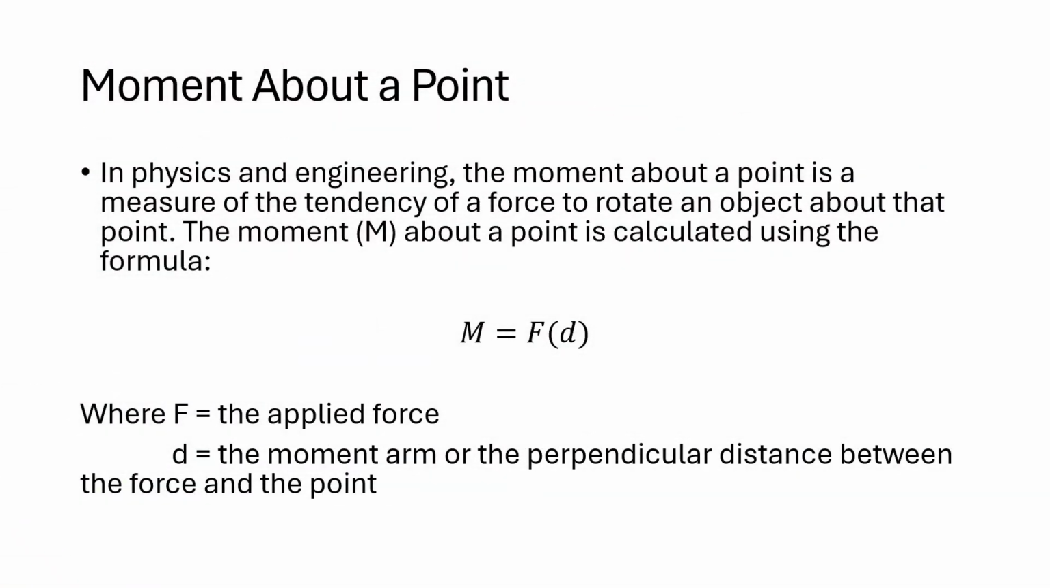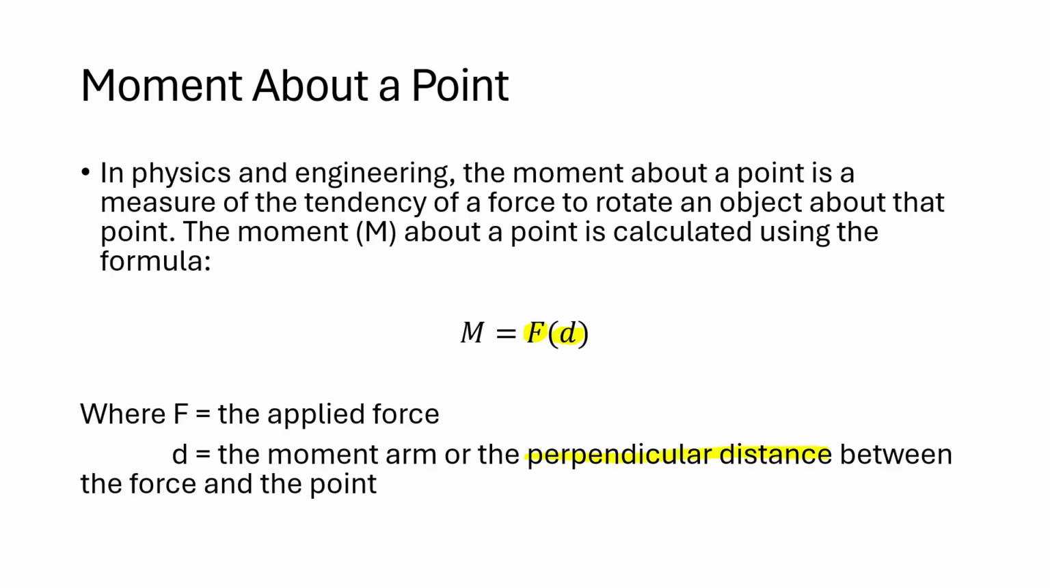In our video for today, we will discuss the moment about a point. In physics and engineering, the moment about a point is a measure of the tendency of a force to rotate an object about that point. The moment M about a point is calculated using the formula M equals F times d, where F is the applied force and d is the moment arm, or the perpendicular distance between the force and the point. What you have to remember here is the moment arm is always the perpendicular distance.